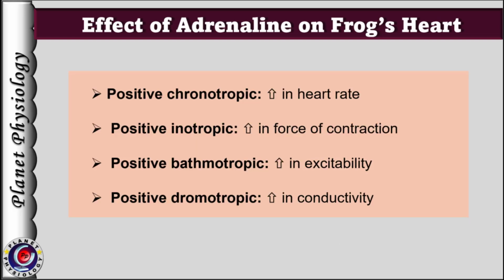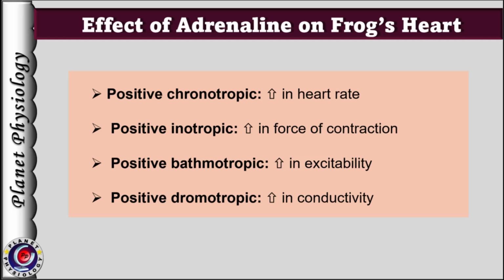Increase in heart rate is termed as positive chronotropic effect. Increase in force of contraction is termed as positive inotropic effect. Increase in excitability, positive bathmotropic effect, and increase in conductivity is called as positive dromotropic effect.